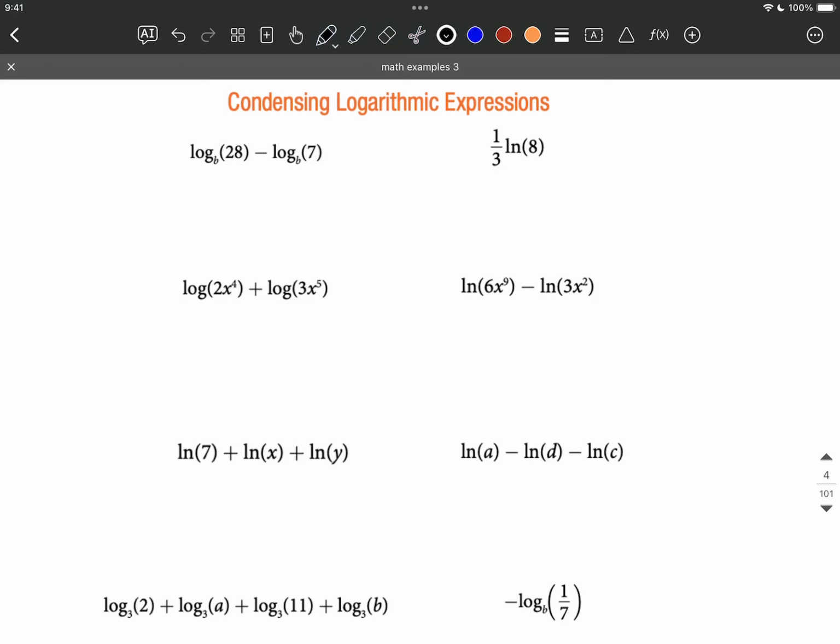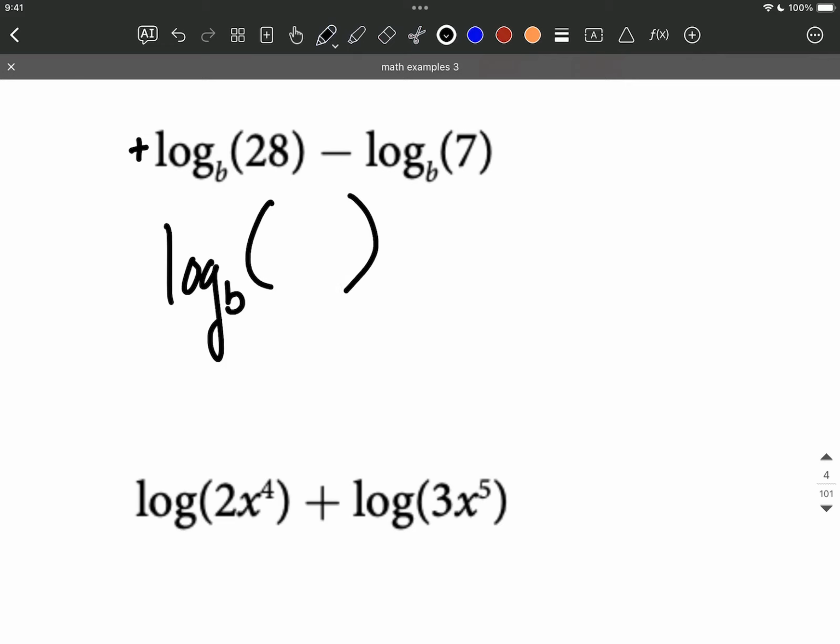Because the first one is positive out in front, that's going to work out that in a single logarithmic function, it's going to be log base b, same log with same base. Positive in front means the 28 goes in the numerator, and the 7 is negative out in front here, so that means that the 7 goes in the denominator. A little bit of simplifying down, we're going to get log base b, 28 over 7 makes 4.